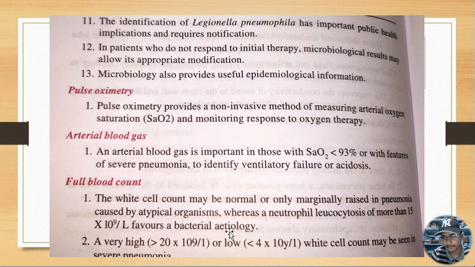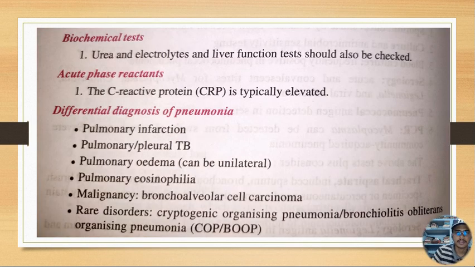You have to find out whether the lymphocyte count is increased or neutrophil leukocytosis is present. A very high or low white cell count may be seen in severe pneumonia. Biochemical tests like urea and electrolytes and liver function tests should also be checked. And acute phase reactants like C-reactive protein, CRP, are typically elevated.